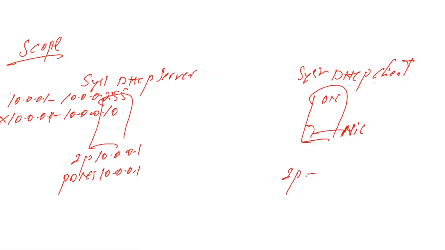Once you power on the client machine, your NIC card is connected to the network, but right now on the NIC card there is no IP. And the NIC card is also called a broadcast device.